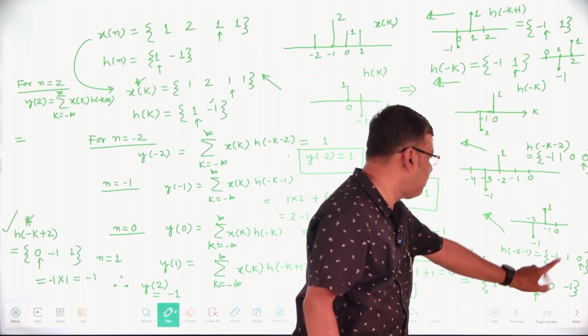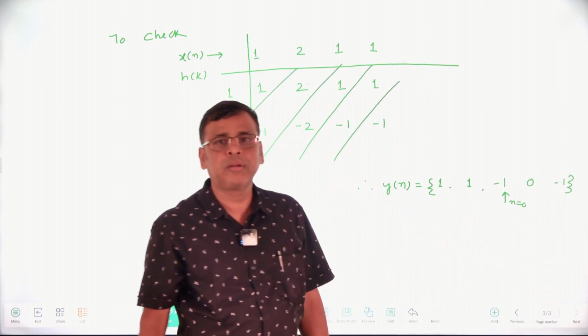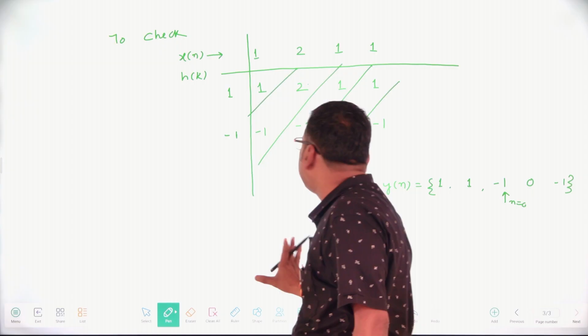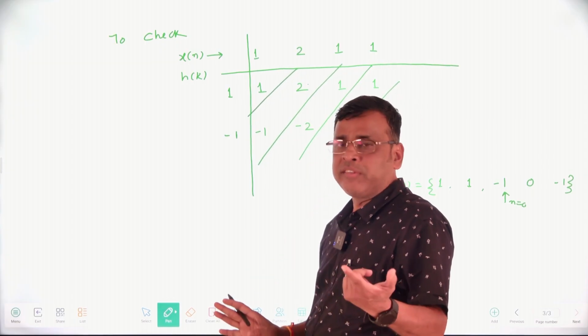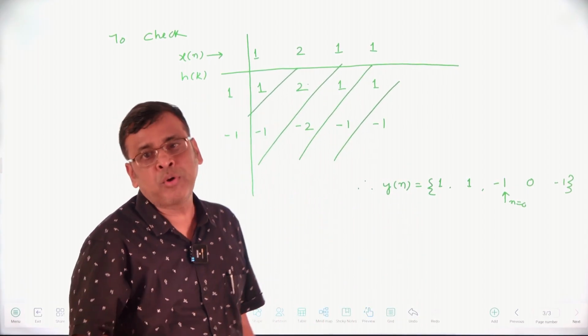1, 1, minus 1, 0, minus 1. So you can check it, your answer is right or wrong. So in 1 second, you also know what will be your output.